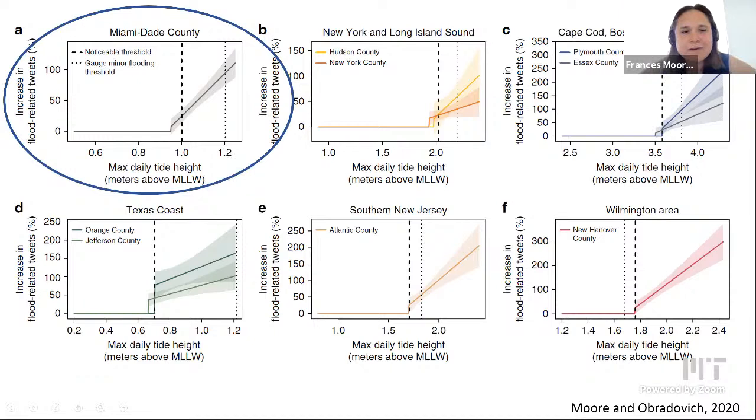flood, right? So you can start to see why we identify Miami as an outlier, where people are starting to tweet about flooding at a much lower tide height than suggested by the minor flood threshold, right? Which corresponds to more frequent flooding, because that threshold is exceeded more frequently.